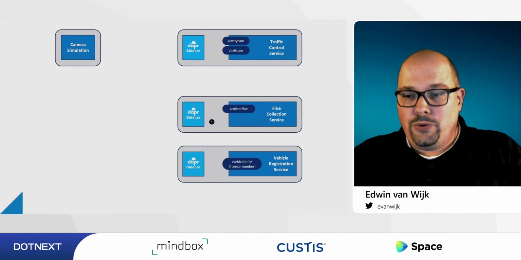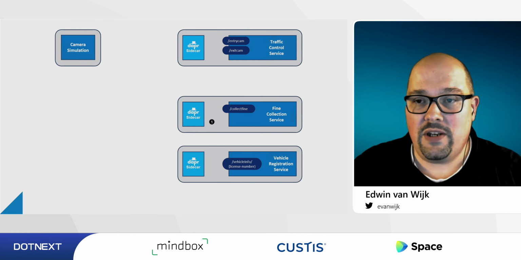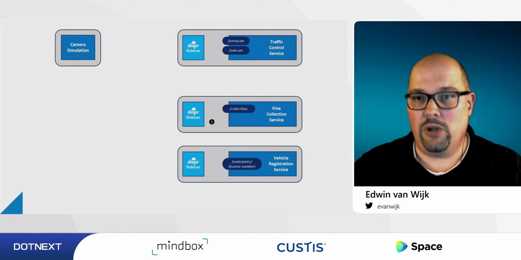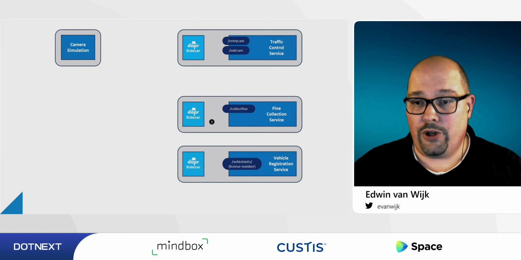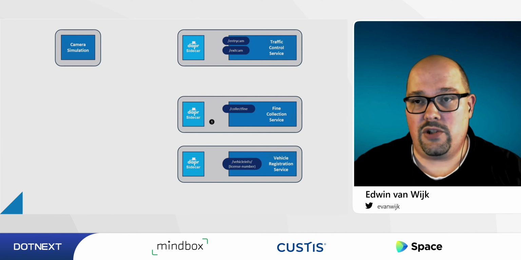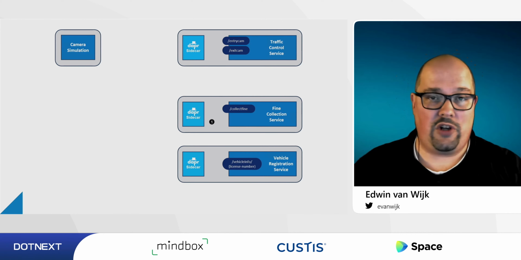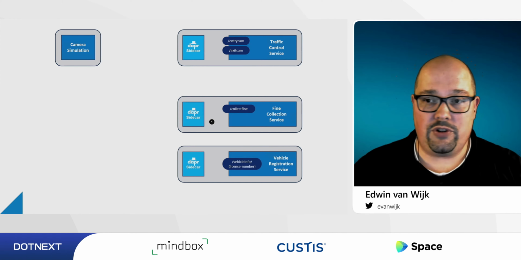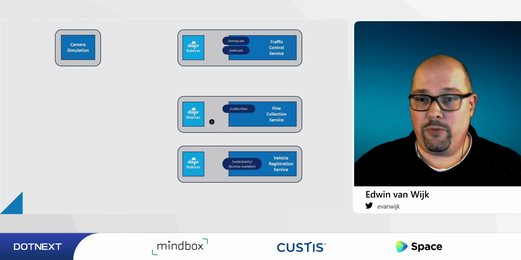So in order to teach you with this workshop how you can apply Dapr to this, we have created this setup, what you see here. The camera simulation is just a .NET application. Everything is .NET Core, by the way. So all the code that you will see in the workshop is .NET code, .NET 5. The camera simulation will just be a .NET process that I start using dotnet run. All the other services, so the traffic control service, the fine collection service, and the vehicle registration service, are all started with a Dapr sidecar.